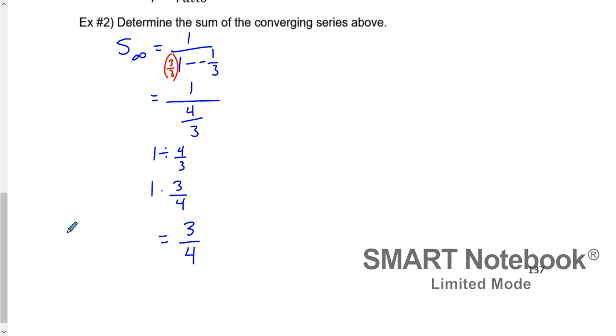Yes, there's more fractions, but that's finding the sum of a converging series.